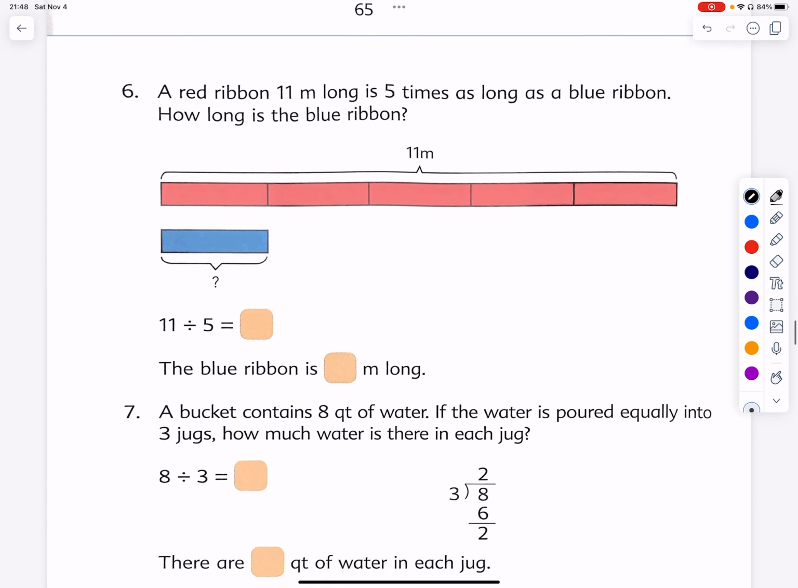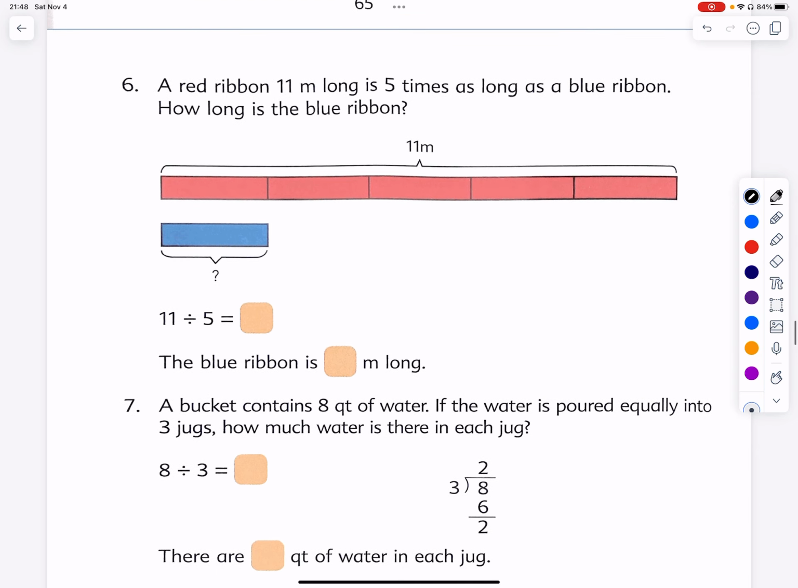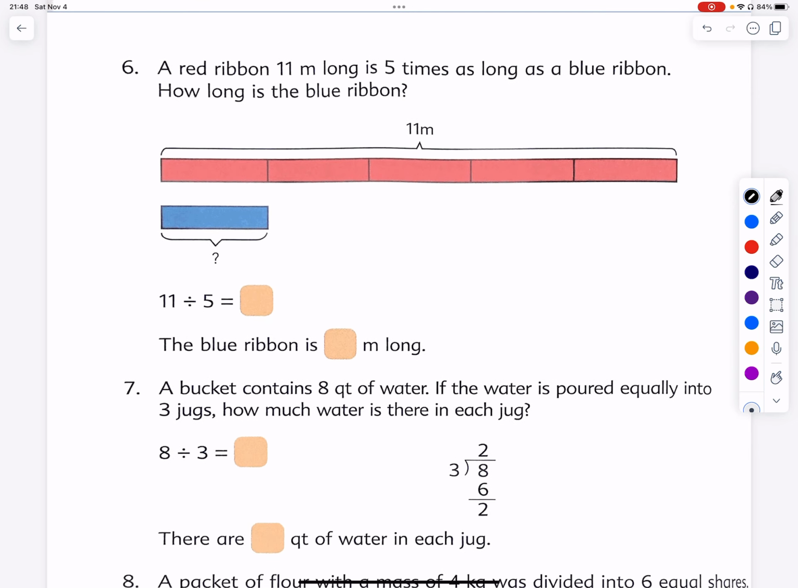Moving forward, problem number 6, following page 66. A red ribbon is 11 meters long. 11 is 5 times. 1 time, 2 times, 3 times, 4 times, 5 times, right? This would be the same. But it's not the same.